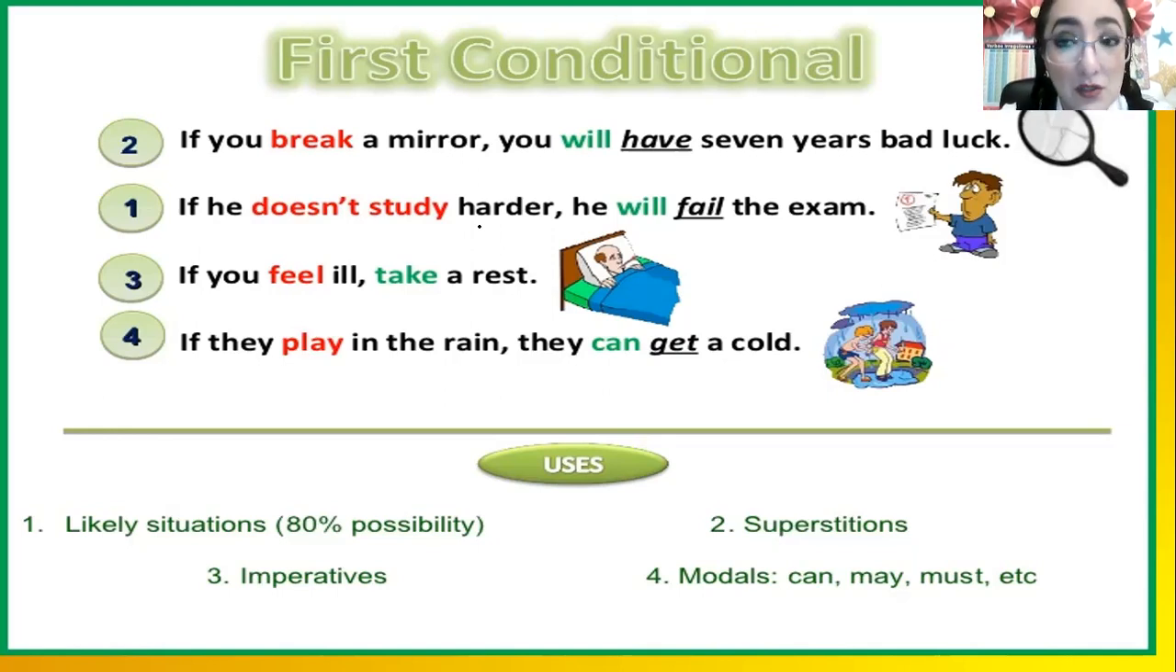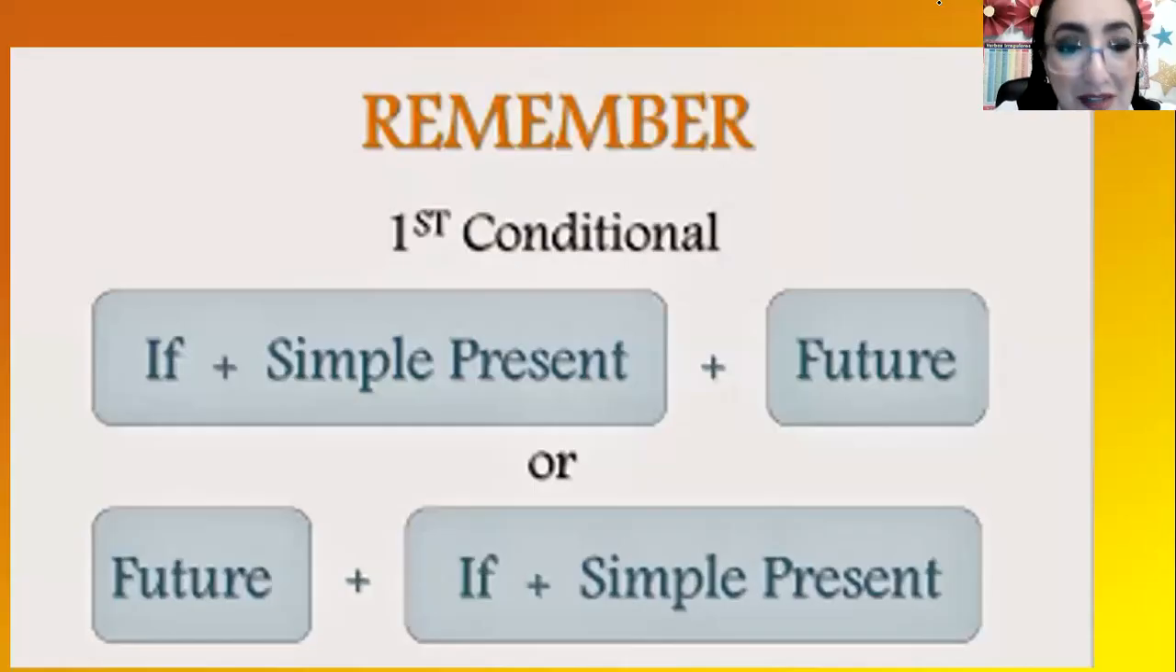And also when we are talking with some conditionals, with some modal verbs, if they play in the rain, they can get a cold. They can get a cold if they play in the rain. You know that it is in future, okay? That's the reason why we are not going to make use of the word will, because it is in future. Likely situations, imperatives, superstitions, and modals.